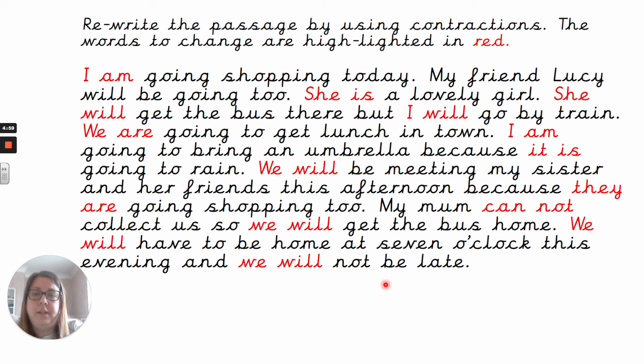Then what I want you to do is rewrite this passage out for me, but changing the words that are in red to the contraction word. So for example, instead of writing I am, we'd write I'm going shopping today. So remembering those rules and using the words that you've written down, look back through your work, rewrite this out for me, but changing the red words to the contraction words.